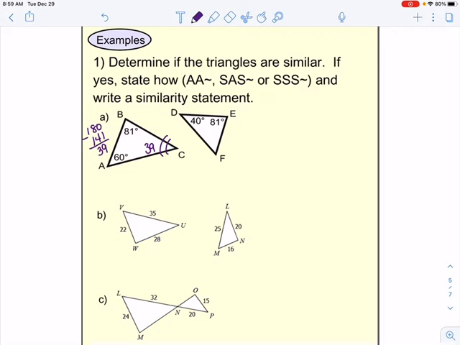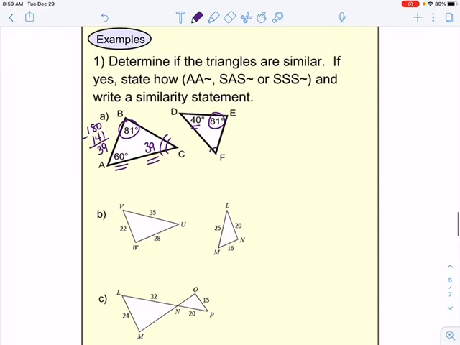Okay, so it doesn't look like these two triangles are going to be similar at all. I do have one congruent angle here, but 40 isn't equal to either the 60 or the 39. If you end up finding this angle over here, it's going to end up being 59, just so you know. Again, not going to be similar. So not similar.